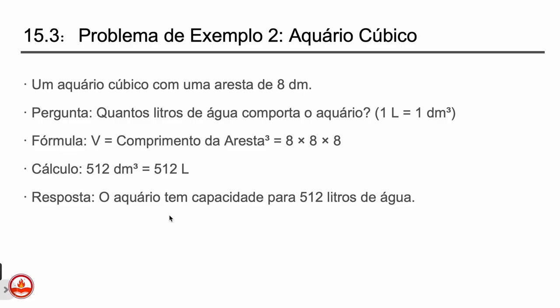Okay, let us look at the next example about another tank, a fish tank. A fish tank is a cube. The side of it is 18 centimeter. And we have a question here. How many liters of water can it hold? 1 liter equals 1 cubic decimeter.